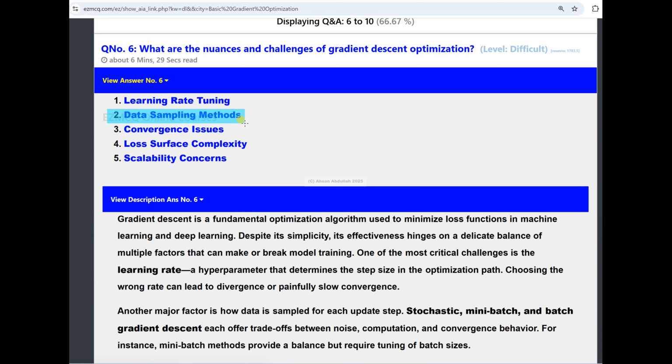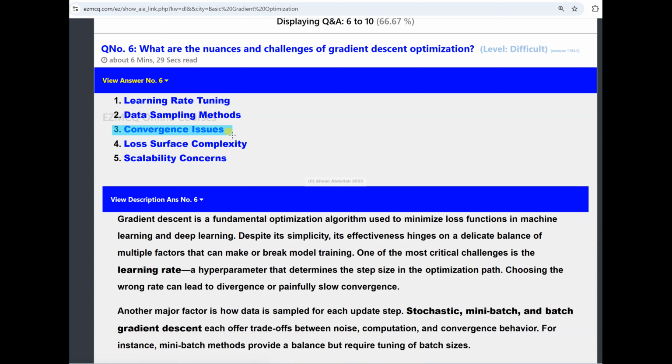What we have already discussed in a previous Q&A is that mini batch is the best of both worlds. It balances the efficiency and the stability. But the question is: what should be the optimal batch size? And of course, what should be the sampling strategy? So that has an impact. So let's move on. Convergence issues.